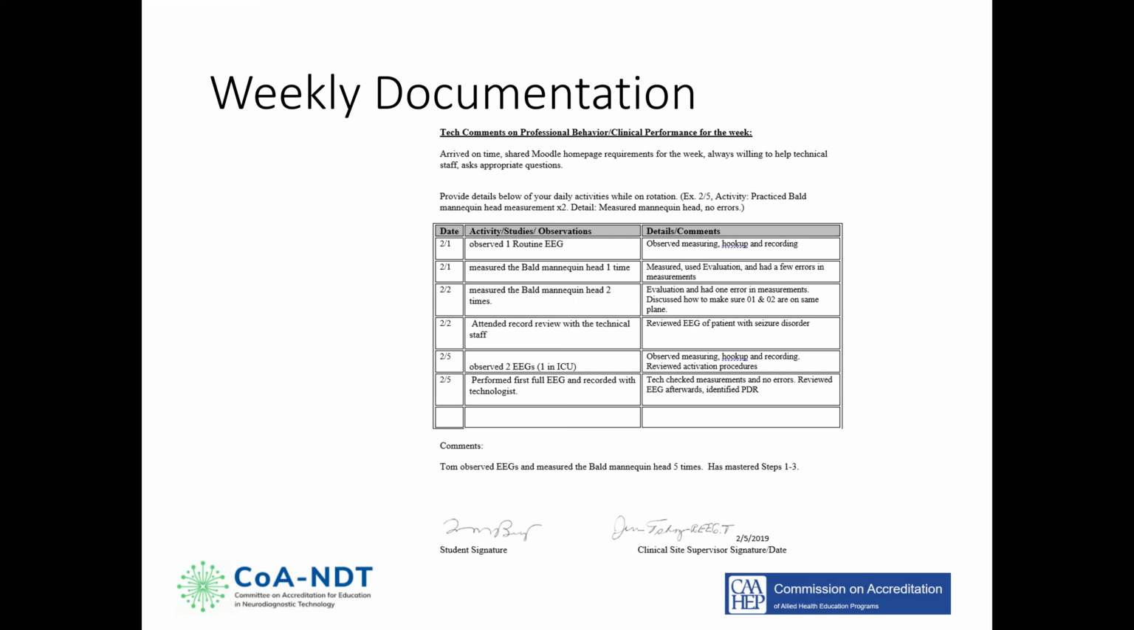You can imagine it is easy to try and falsify documents, but I will tell you our clinical practicum staff are like detectives. They look at signatures, they look at dates, activities, and they reach out to the clinical faculty on a regular basis.